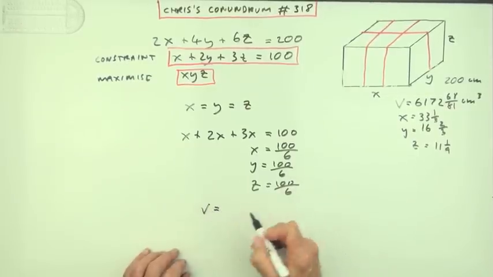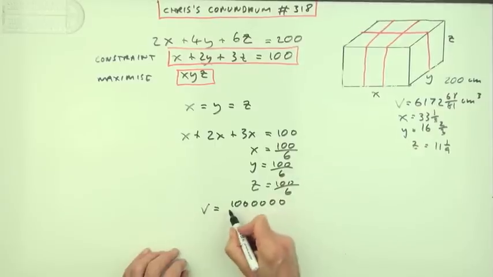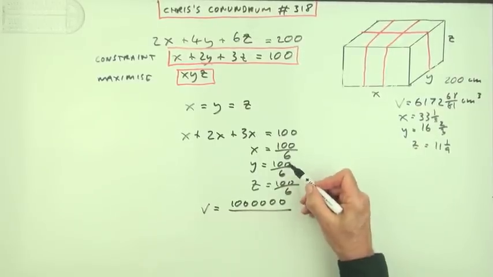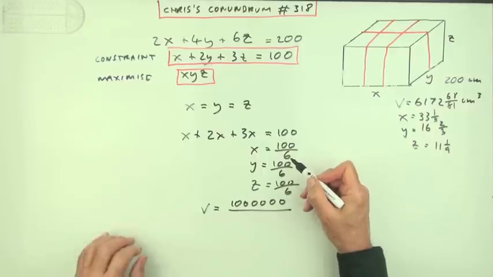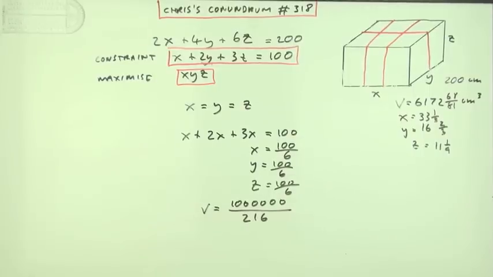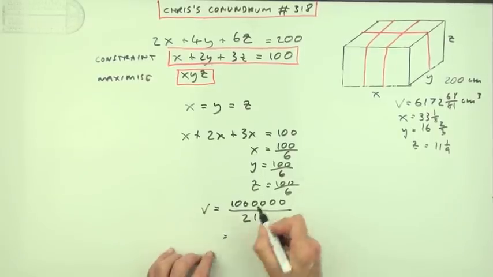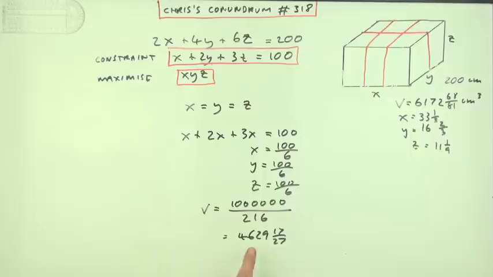So what kind of volume would I get from this? Well, this time it'll be 100 times 100 times 100. That's the same as before. But it's a 6 times a 6 times a 6, not a 3 times a 6 times a 9. And a 6 times a 6 times a 6 is 216, not 162. So that's a bigger denominator, so it must be a smaller volume. And it is. If you divide that out, that just comes to 4629 and 17/27. So that's a lot less than 6172. So going for the cube didn't work.